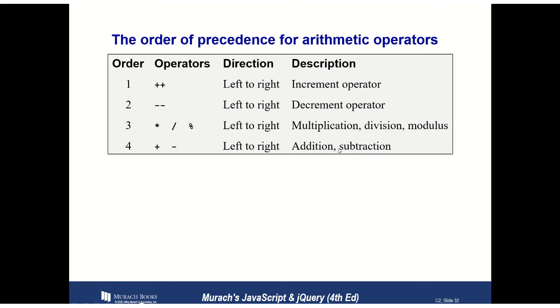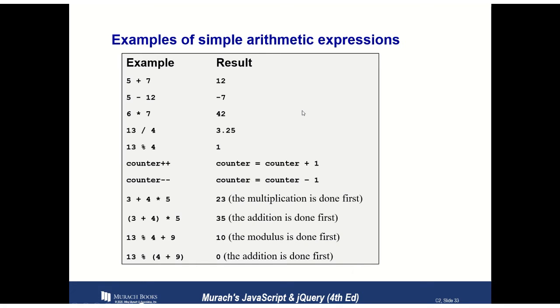The order of precedence for arithmetic operators is given here. I mean plus plus operator is from left to right, minus minus is from left to right. The third one is also left to right. You can see here the precedence. So the examples you can see here, 5 plus 7 is 12. It's arithmetic operations, of course. So interesting things are counter plus plus, it is counter equals counter plus 1, it is equivalent to this one. And similarly minus minus is equivalent to writing counter equals counter minus 1.